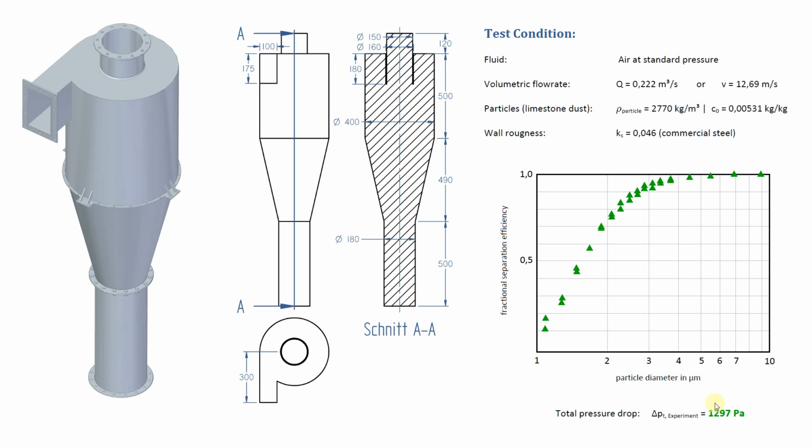This tutorial consists mainly of two parts. First, the creation of the hexahedral mesh in ICEM, and second, the numerical simulation in FLUENT.